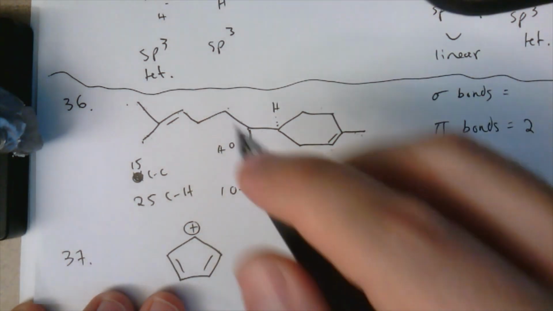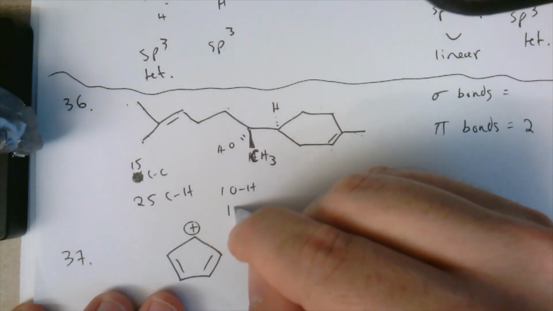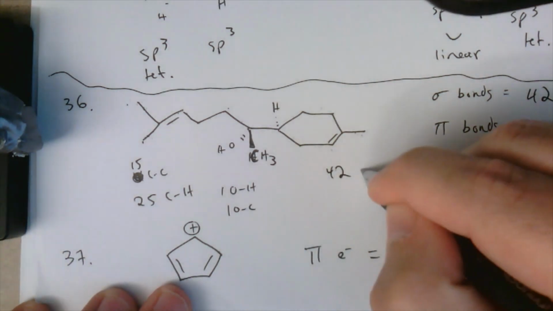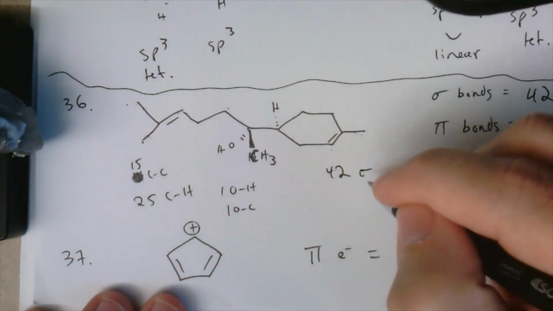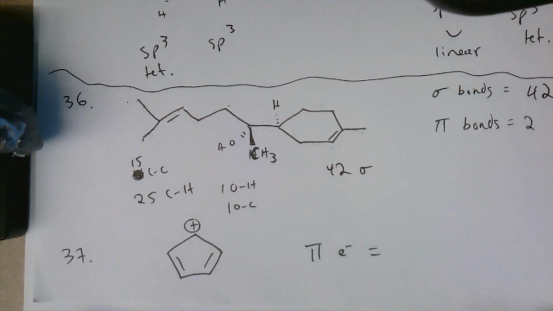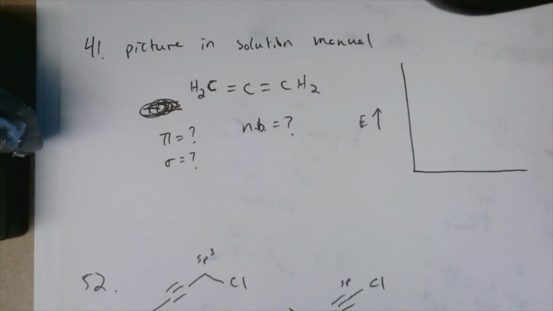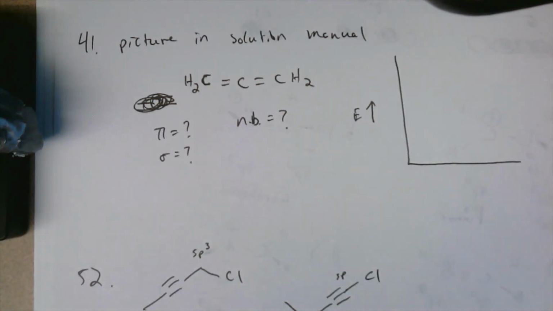And I also have one O to C bond. Okay, so that's a total then of 42 sigma bonds for this molecule. So it'd be quite a big MO drawing if we had to do one for that, which is what we have to do on the next one. Okay, so this one, the first thing was to sketch the MO picture of this.